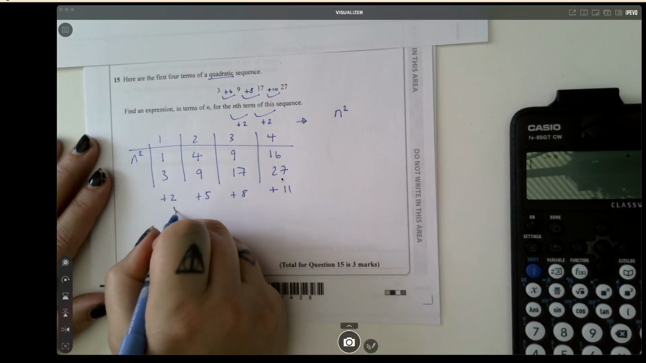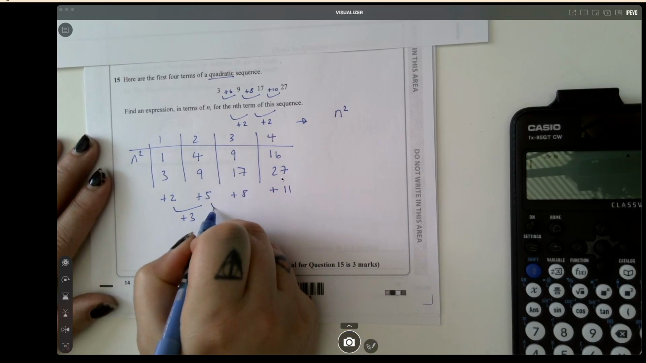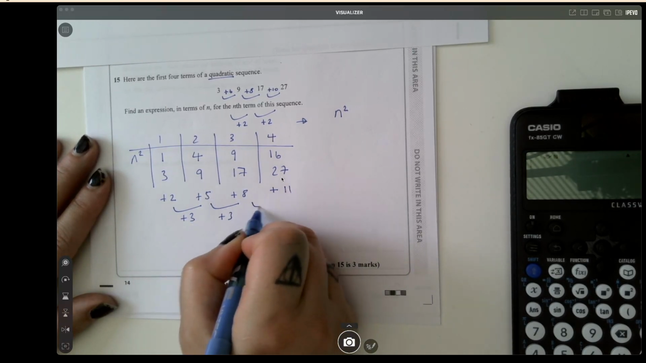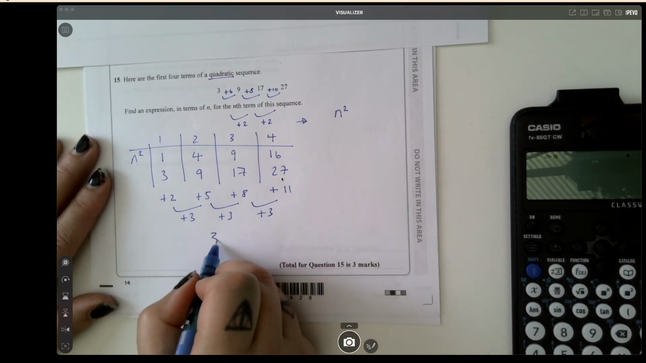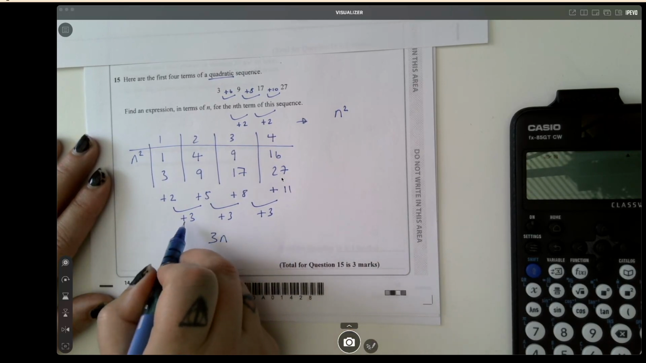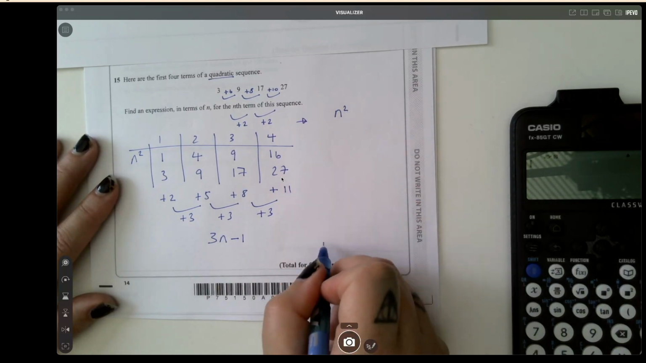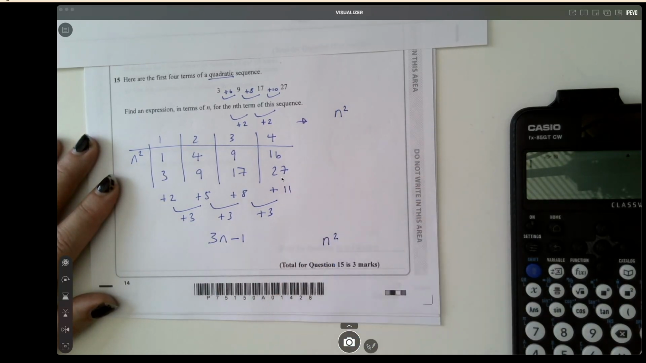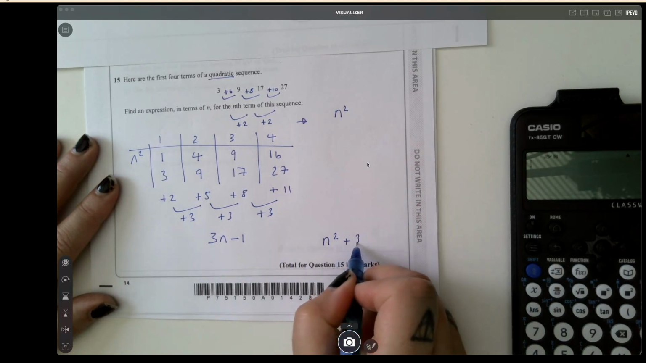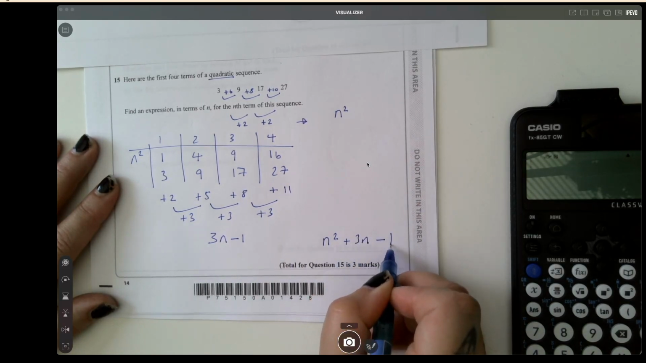and the sequence. So 2 to 5 we add 3, 5 to 8 we add 3, 8 to 11 we add 3. So we're going to have 3n added, and then to get from 3 to 2 we take away 1. So our nth term is n squared plus 3n take away 1.